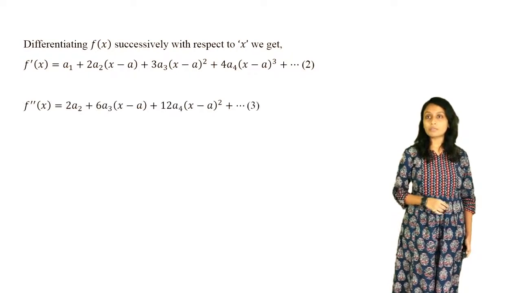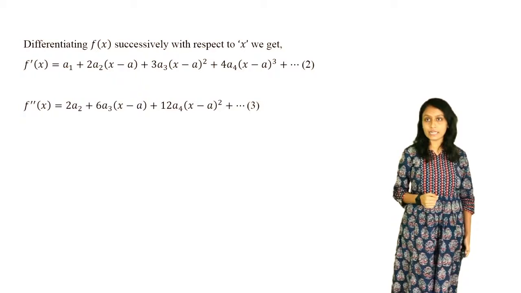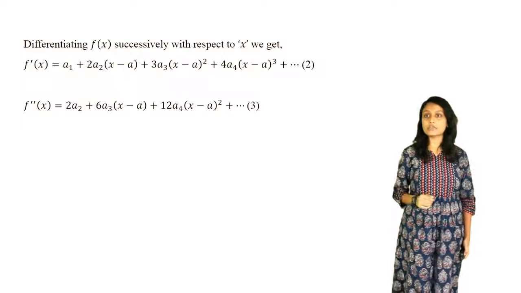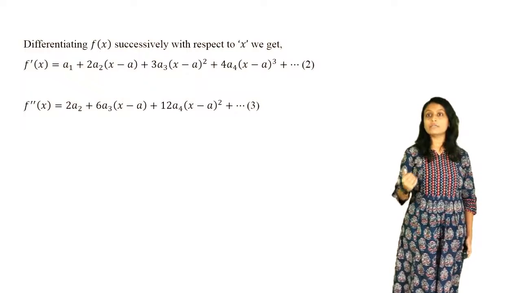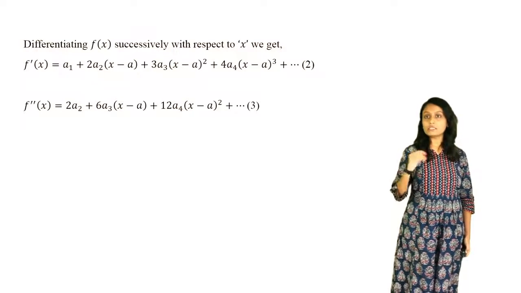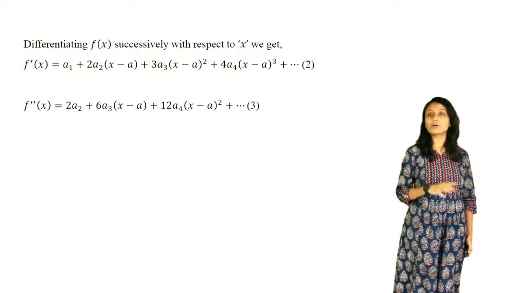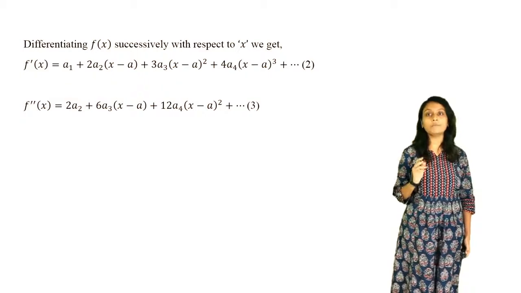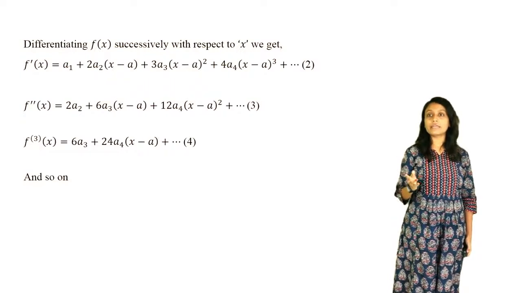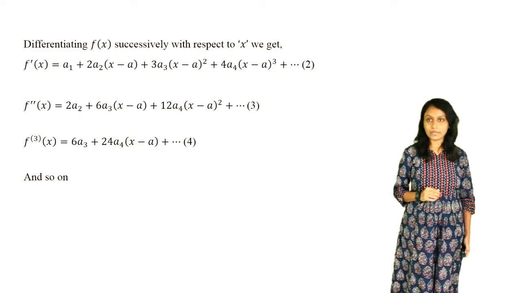Give it number 2. Next we have to find its derivative again. The first term a1 is constant, so its derivative is 0. The second term's derivative will become 2a2. The third term's derivative will become 6a3 (x minus a) and so on. What we have done is just take the derivative with respect to x. Again we have to find its third derivative and so on.